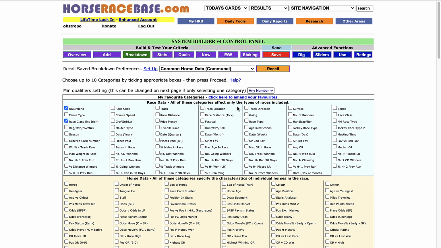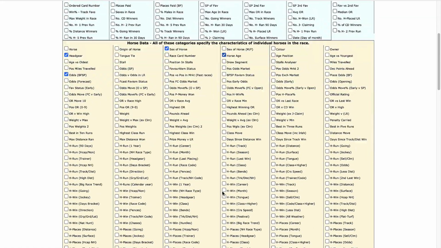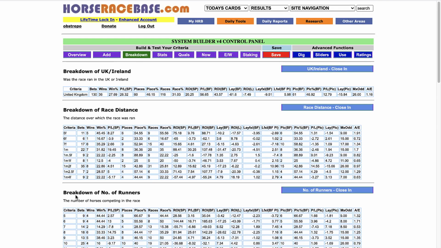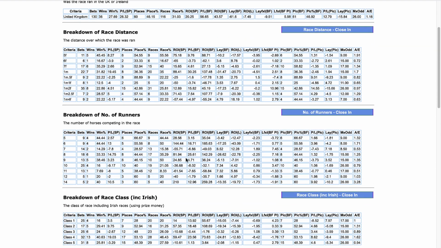There we go. Race distance, number of runners, handicap, headgear, Betfair SP, sex of horse, age of horse, and days since last run. Okay. So he just runs his horses in the UK. Maybe a slight angle there on the distance, but again, only a very small sample, and he has got quite a good strike rate there.